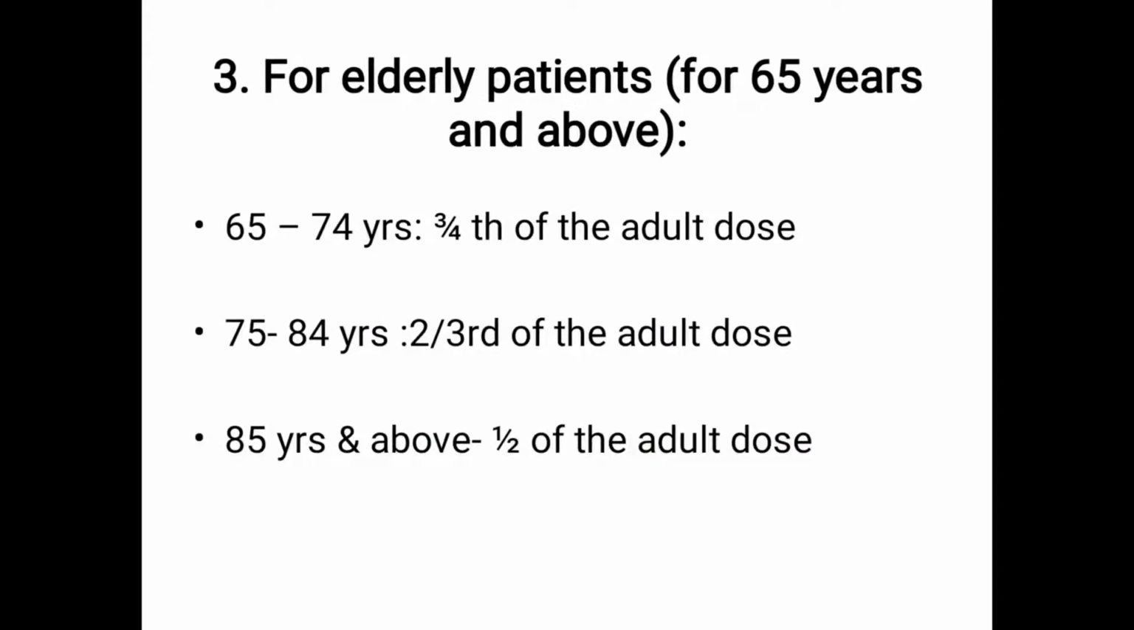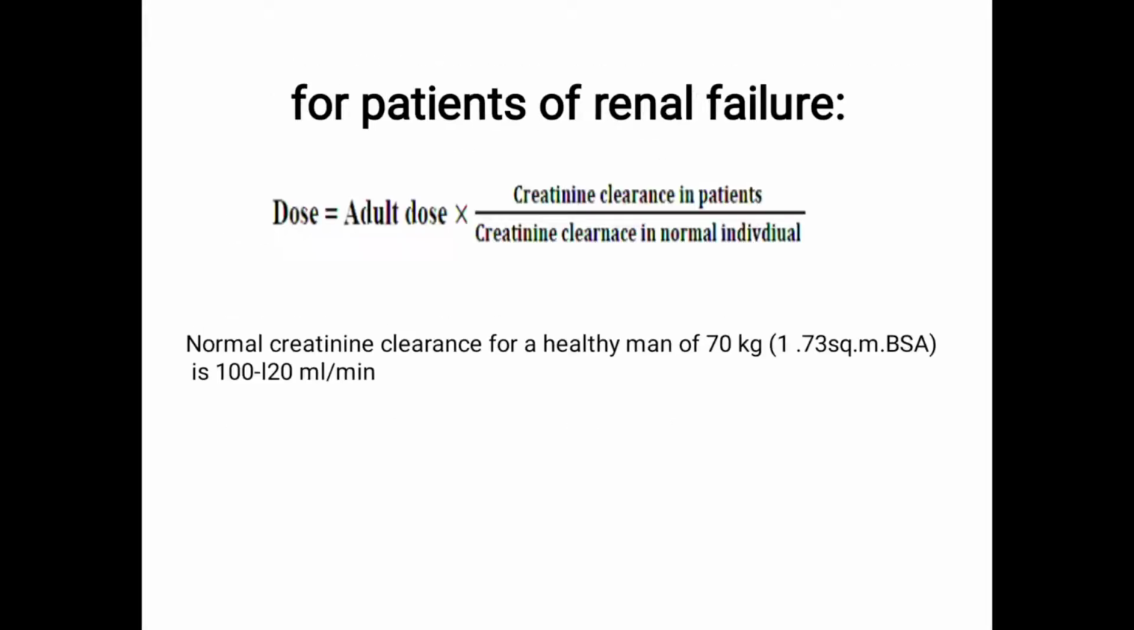Here you find that for elderly patients of 65 years and above, for 65 to 74 years, 3/4 of the adult dose we have to use. For 75 to 84, 2/3 of the adult dose we are supposed to use, and for 85 years and above, 1/2 of the adult dose, half of the adult dose, we have to use.